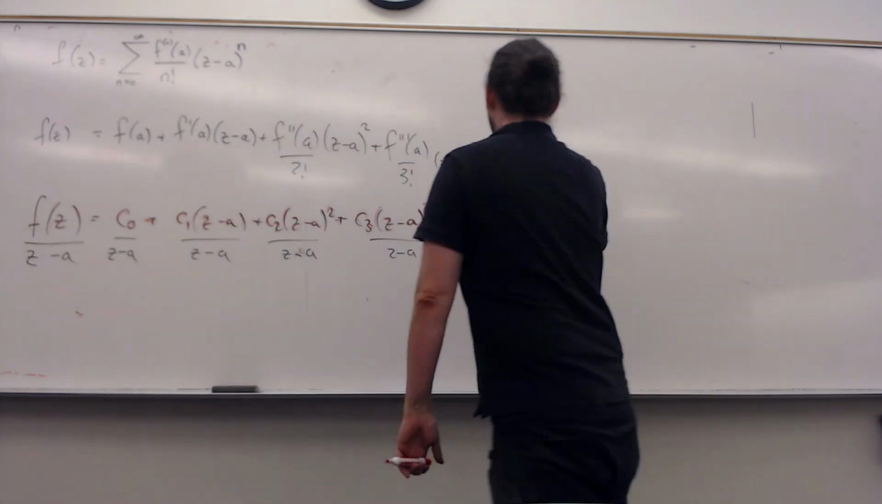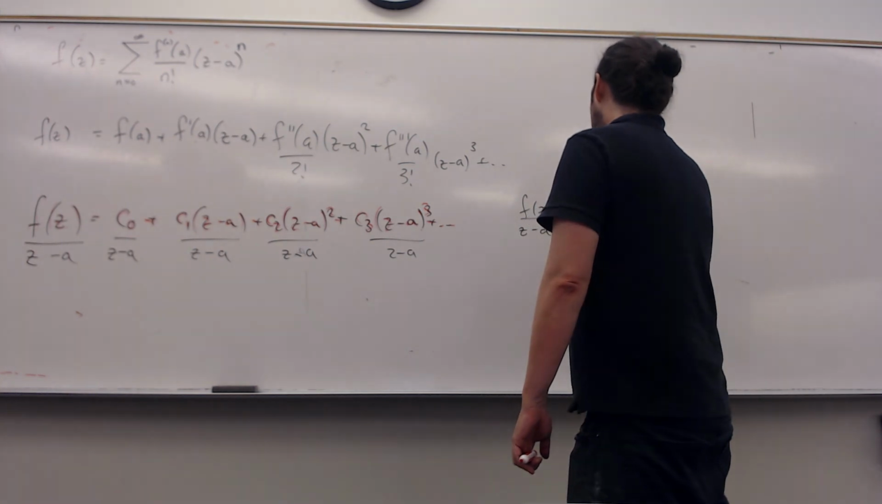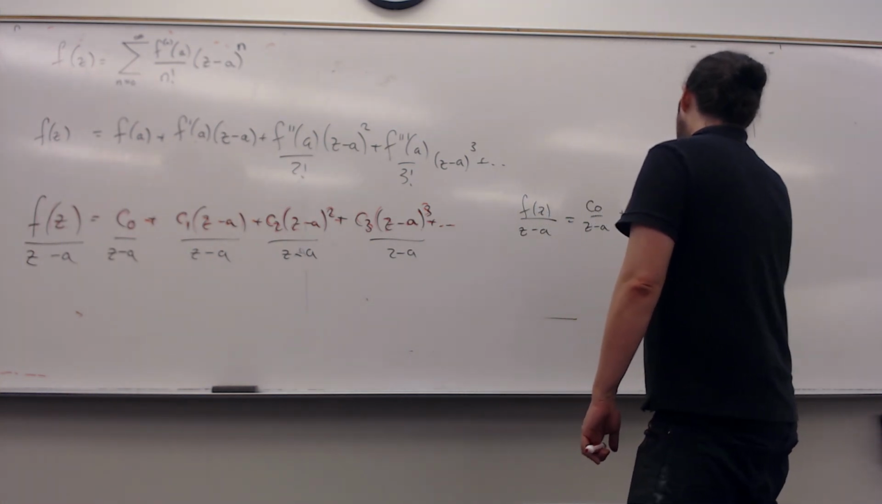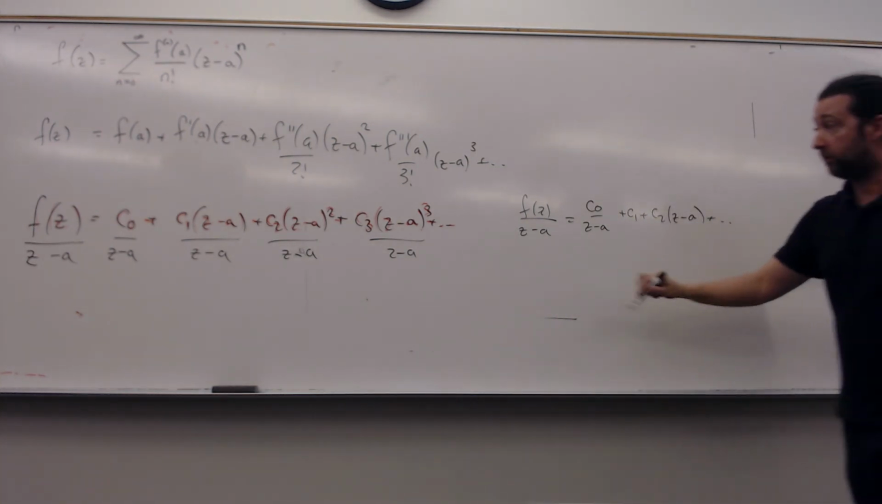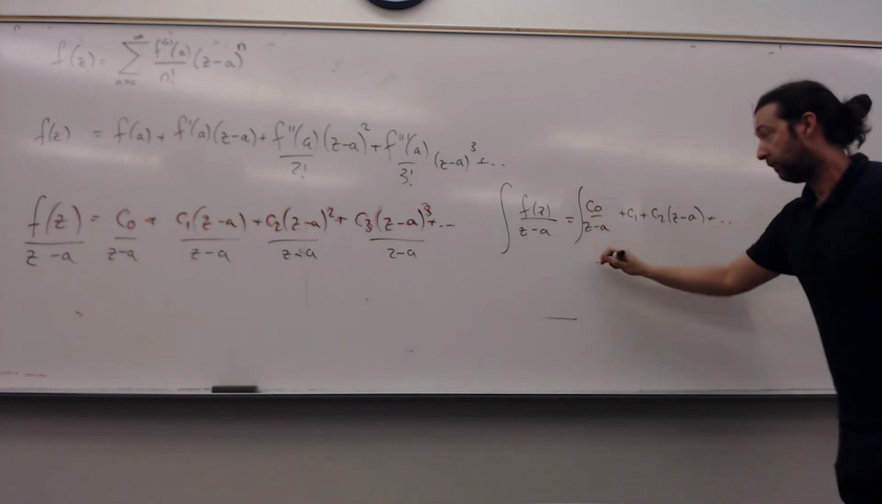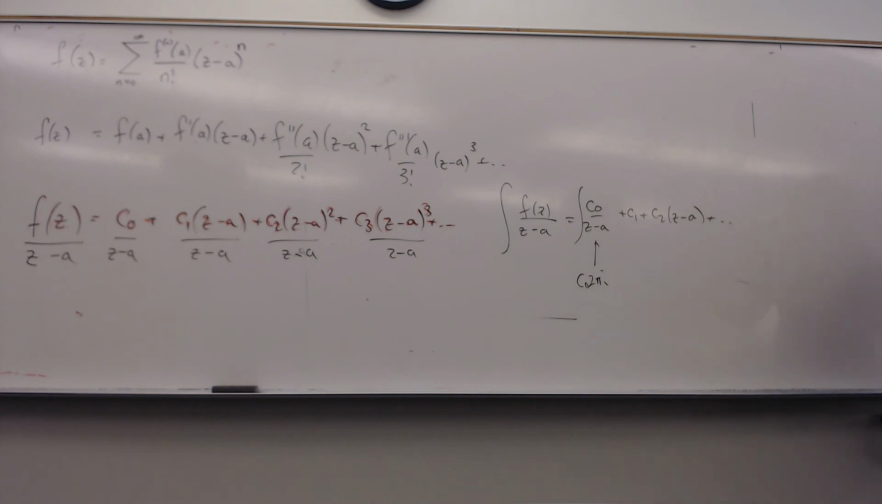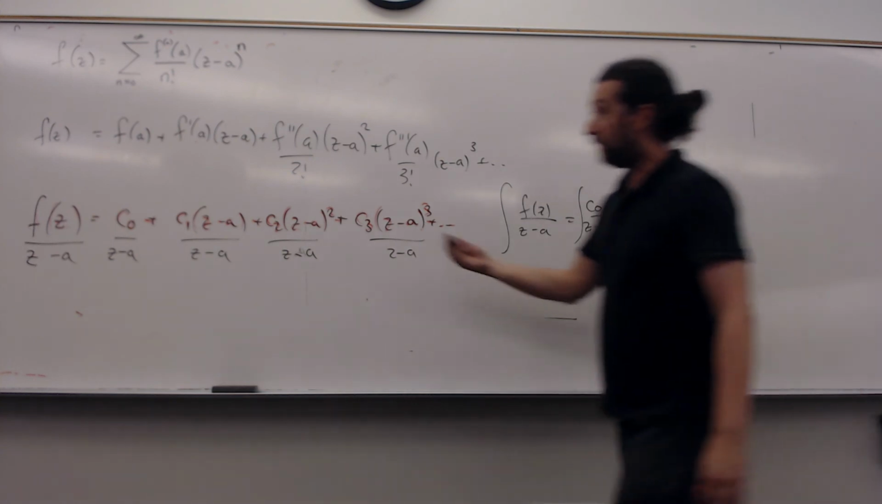And then we ended up with f of z over z minus a equal to c naught over z minus a plus c1 plus c2 (z minus a), and so on, right? If I integrate this, that part turns into c naught times 2 pi i, and everything else turns into 0. That's what the Cauchy integral theorem says, right? The only one of these that survives is that one. We've done this a bunch of times now. Well, that tells me f at a.